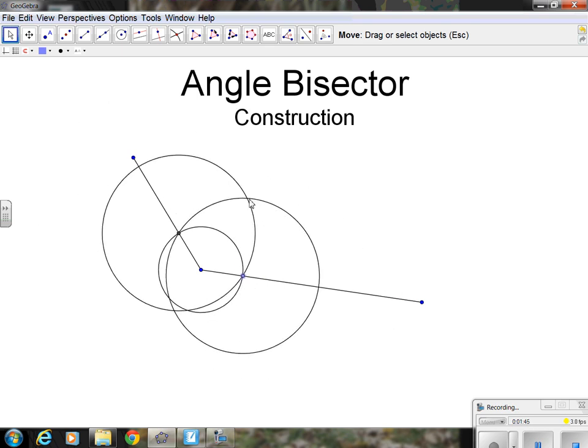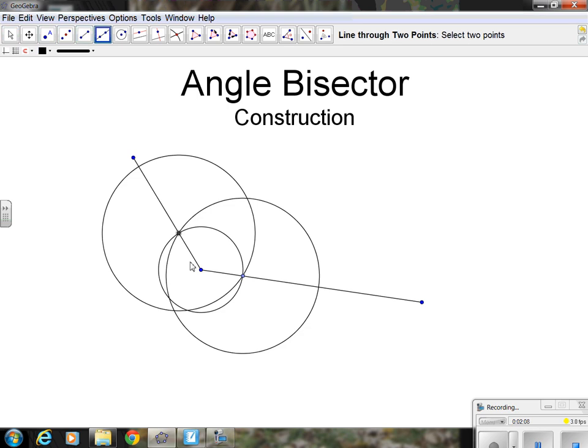Now where these two circles intersect, since it was the same distance from this point to this point and from this point to that point, that's why we use this first circle. And then the next two circles show that from here to here is the same distance as from here to here, because those are both radii of the same circle.